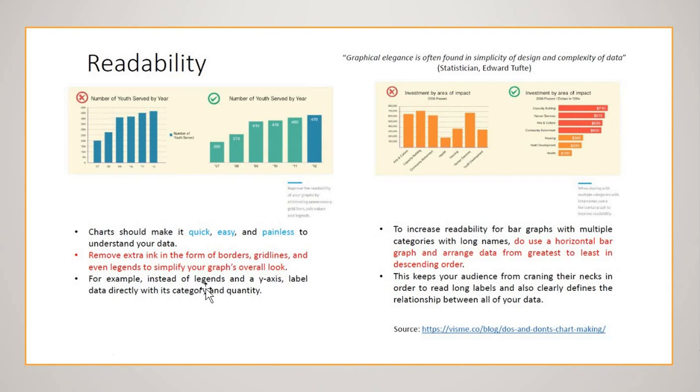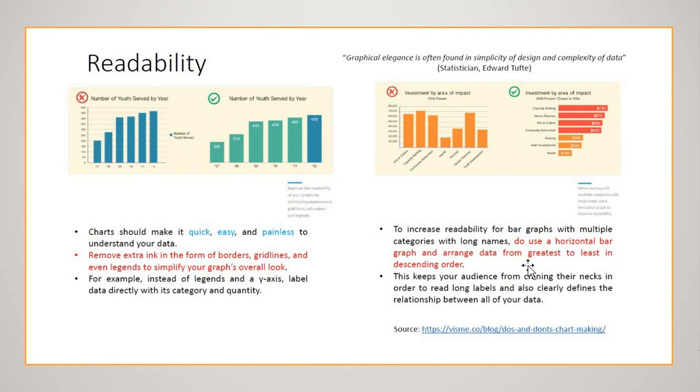Okay, for example, instead of legend and y-axis, label data directly with its category and quantity. Okay, letak terus quantity. Kemudian this one, okay, investment by area of impact. Okay, yang ni kita letak terus. Okay, to increase readability for bar graph with multiple categories with long name, bila ada nama yang panjang, so it's better you use this type of chart, horizontal, ni bar chart.